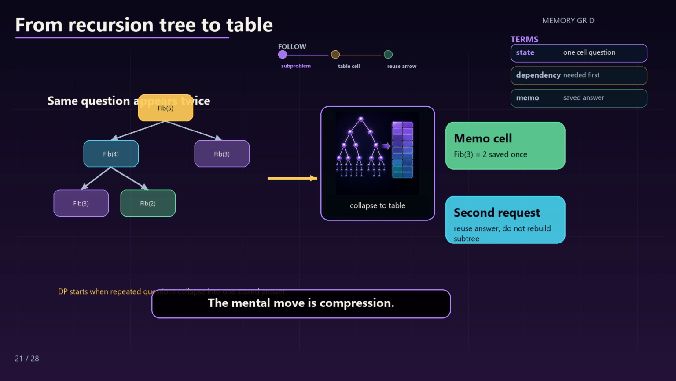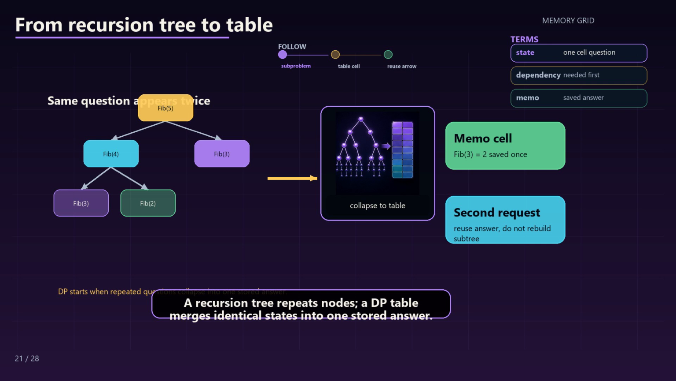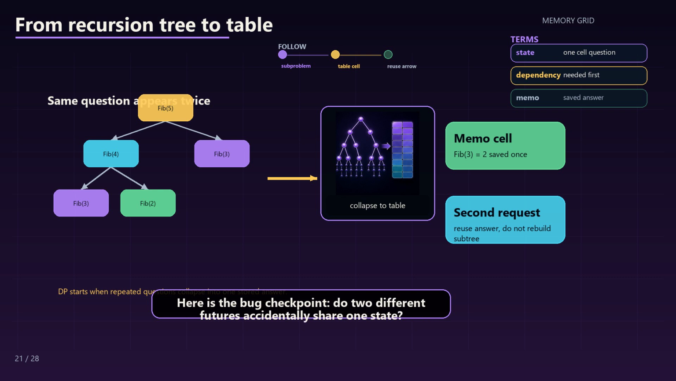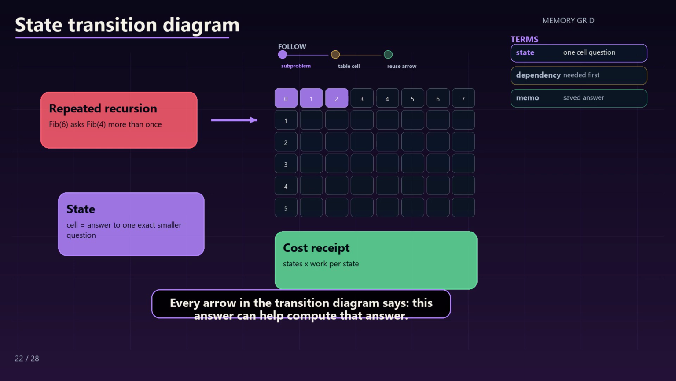The mental move is compression. A recursion tree repeats nodes, a DP table merges identical states into one stored answer. Make the collapse explicit, two identical recursion branches should visibly become one shared memo cell, not two separate boxes. Here is the bug checkpoint, do two different futures accidentally share one state? The real test is whether the table remembers a named question, not whether it merely fills space.